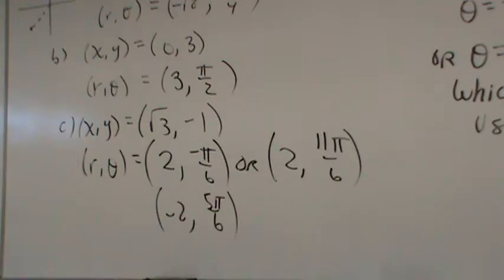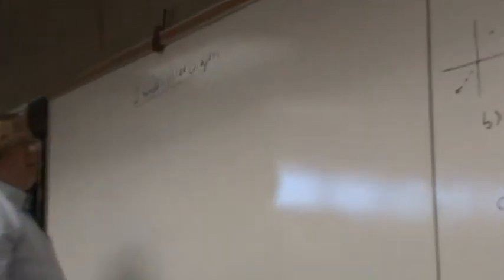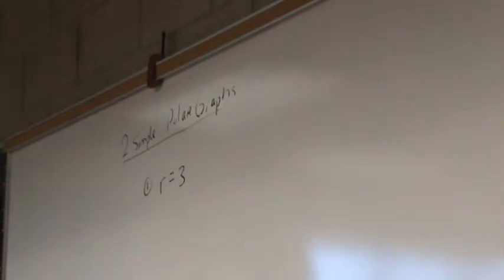Okay, here we go. What is it? Polar graphs. I need to show you just a couple of simple polar graphs. So, 2 simple polar graphs. Alrighty. The first one is r equals 3. There's my graph, r equals 3.